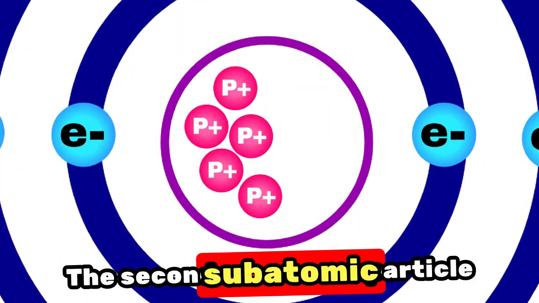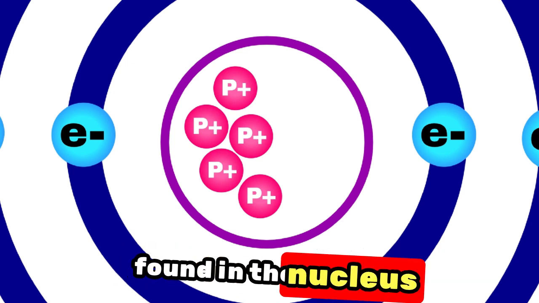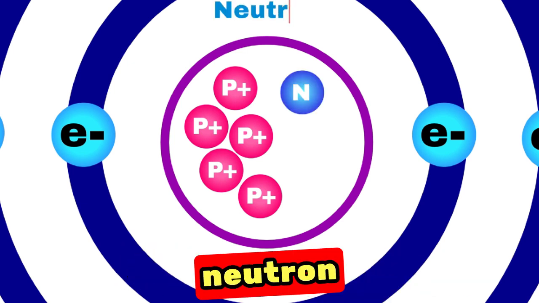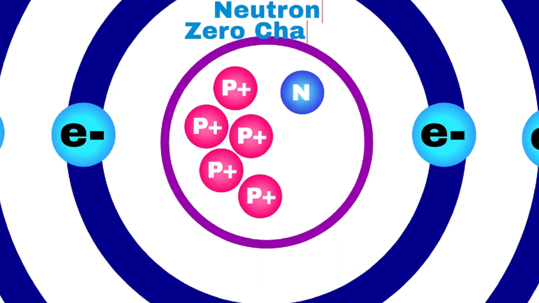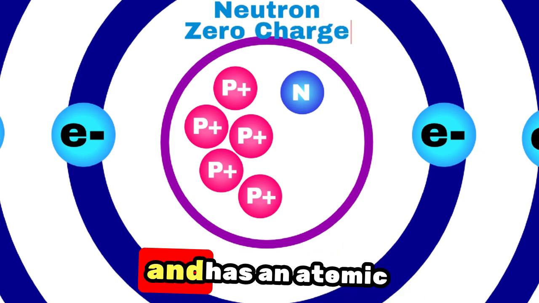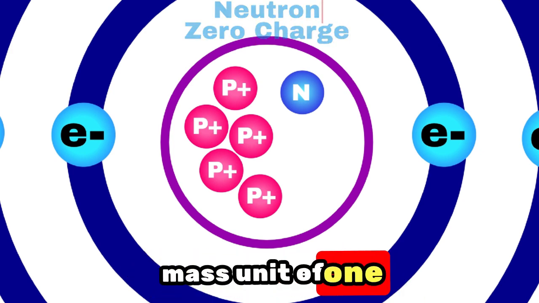The second subatomic particle found in the nucleus is called a neutron. It has no charge and hence is neutral and has an atomic mass unit of 1.